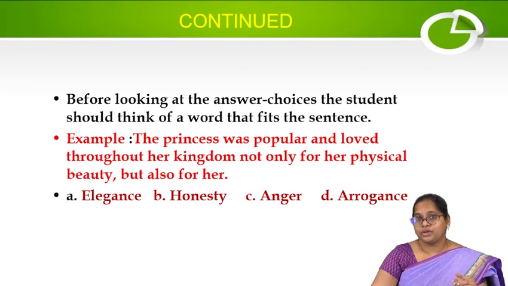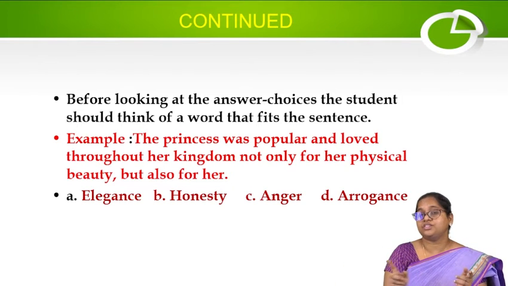What is the question? The question is about the princess who was once very popular and loved. She was loved throughout her kingdom, and this is how her reputation is being told. When she was very famous and popular throughout her kingdom, it was not only for her physical beauty, but also for her dash. Not only for her physical beauty, that means she's equally beautiful. That beauty is very much there, but not only for that, but also for something else.